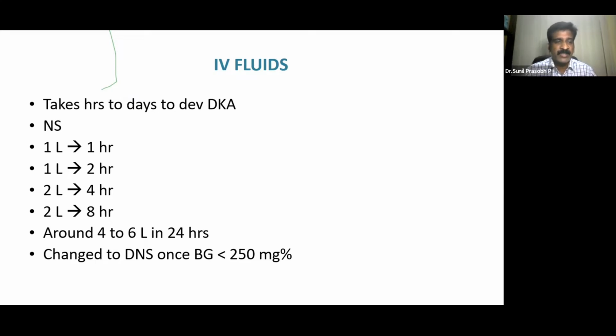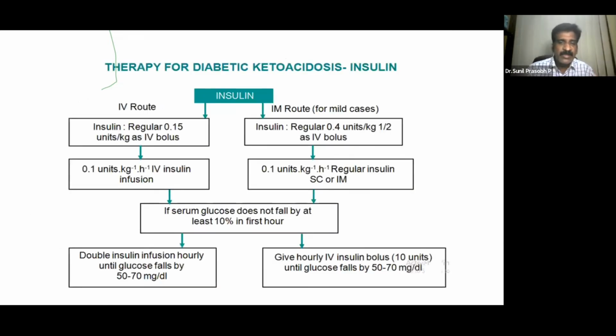The most important IV fluid that we give is normal saline. In the first hour, we give 1 liter, in the next 2 hours, 1 liter, and in the next 4 hours, 2 liters. So at least in 3 to 4 hours, we need to give 3 to 4 liters. Most of the patients will have a deficit of about 6 liters, and this deficit needs to be corrected over 24 to 48 hours. Once the blood glucose comes down below 250 milligrams, you should change the IV fluid to dextrose in normal saline.